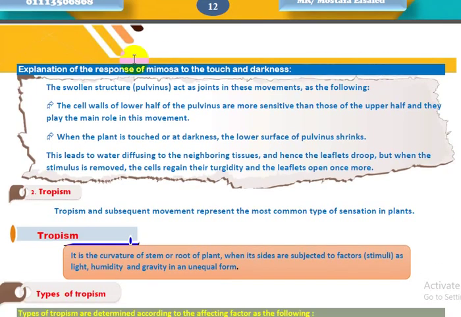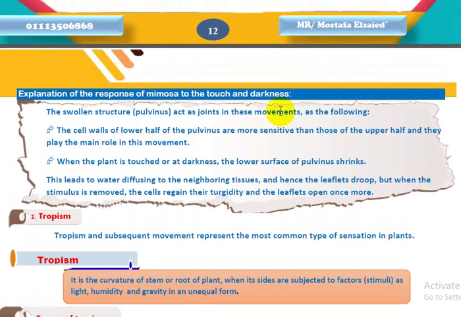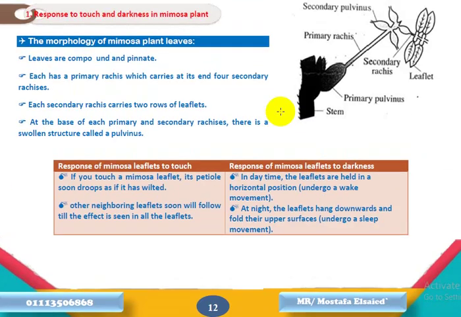The explanation of the response of mimosa to touch and darkness. The swollen structure of the pulvinus acts as a joint, like your joint, in this movement, as follows. The cell walls of the lower half of the pulvinus are more sensitive than those of the upper half, and they play the main role in the movement. Okay, this is the pulvinus. The lower half is this, and the upper part is this.